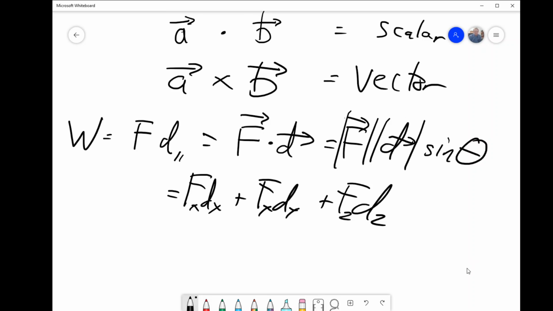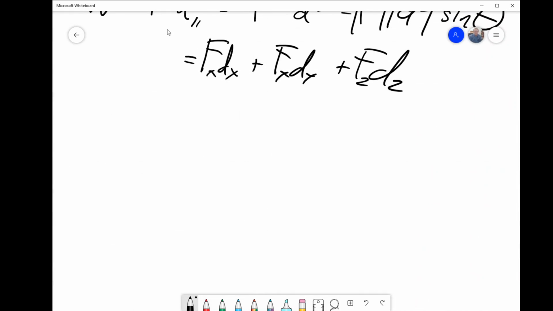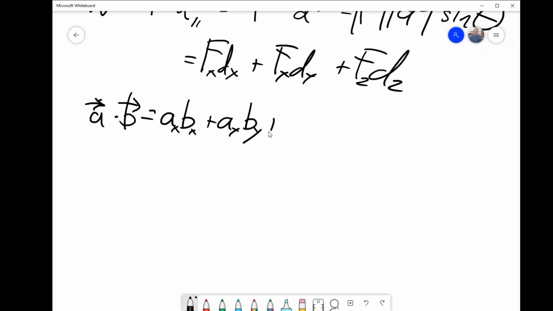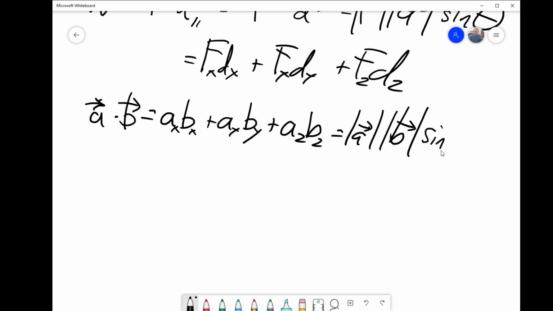So that's a scalar. If you have the vector A dot product with the vector B, you get AxBx plus AyBy plus AzBz, which is equal to the magnitude of A times the magnitude of B times the cosine of the angle between them. You'll be able to prove this is true in first-year university linear algebra courses.